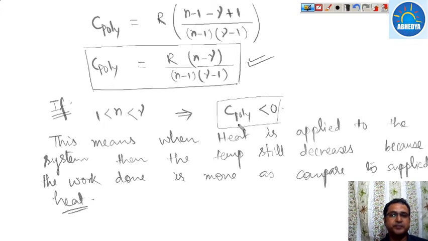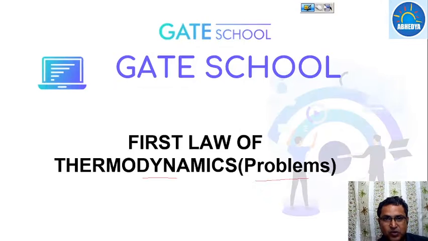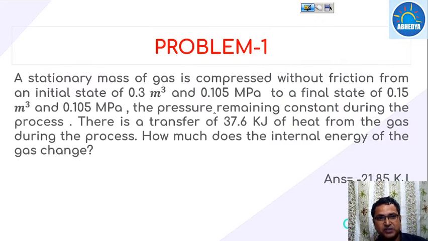Okay, so this is a little bit about the adiabatic process and polytropic process. Now we will move to some problems which will be based on the first law of thermodynamics. So now we are going to discuss the problems of the first law of thermodynamics.